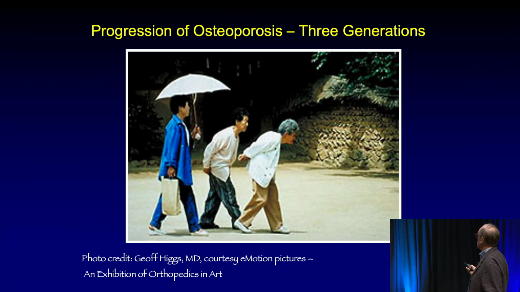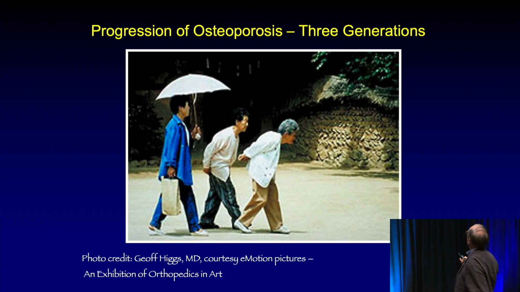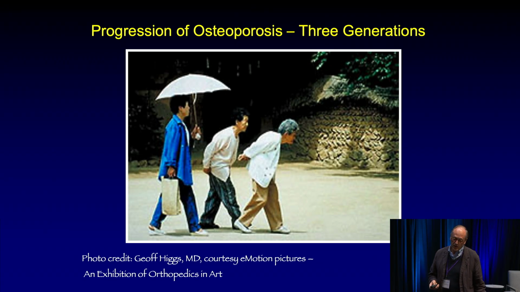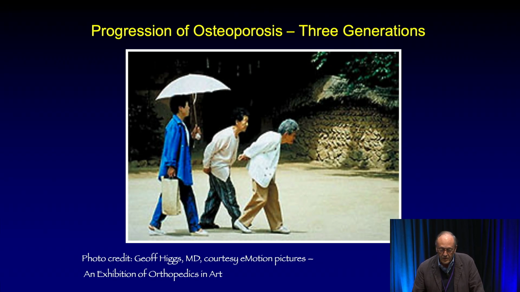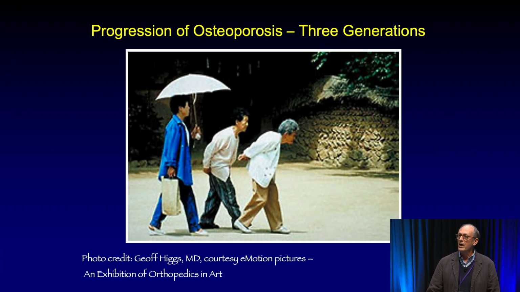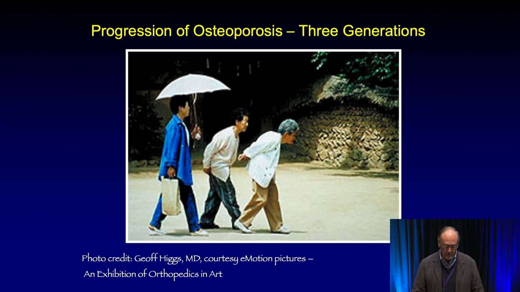This is a slide that shows 3 generations of women, apparently in Asia in this case. But you can see what happens with aging, or happened maybe with aging. And it was always considered as normal aging. Well, it is not normal aging. It is osteoporosis. And it affects a tremendous number of people, both men and women, predominantly women, but also men.